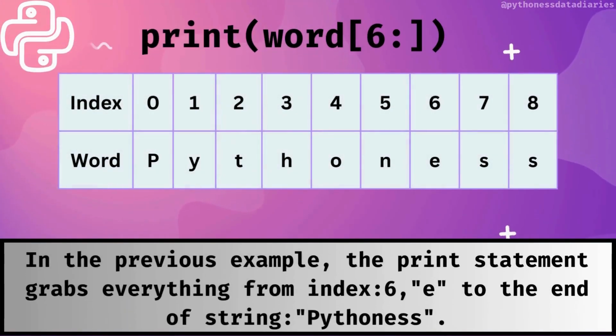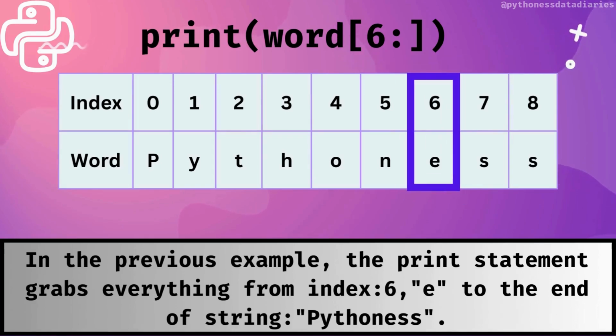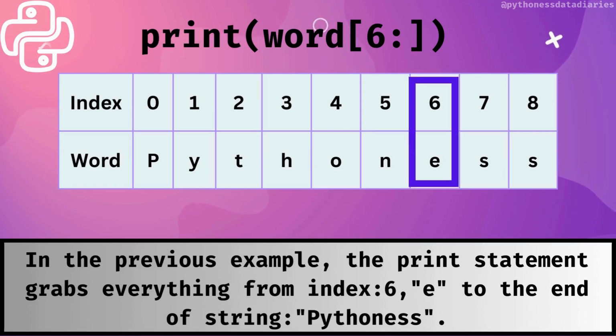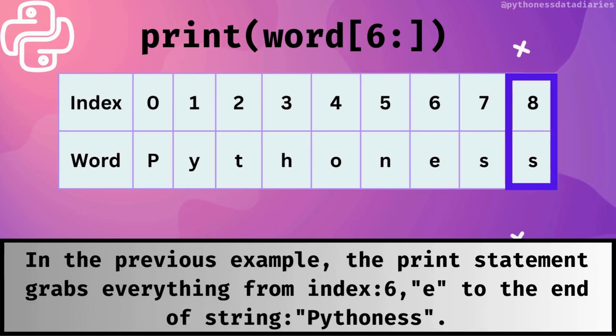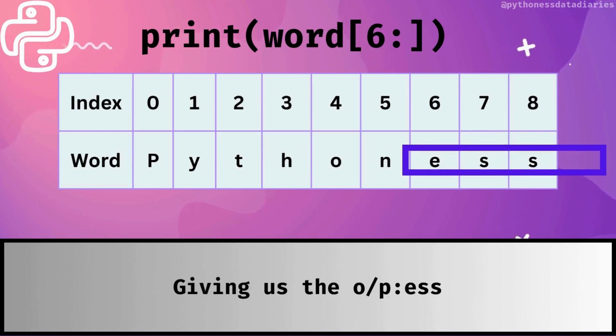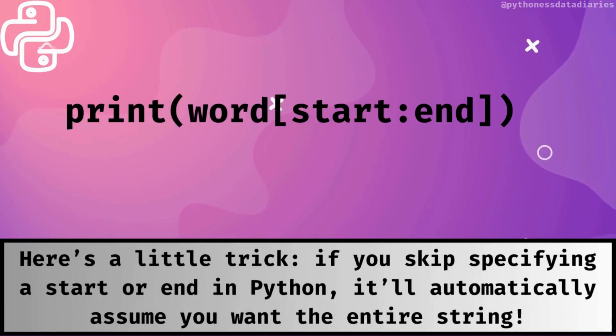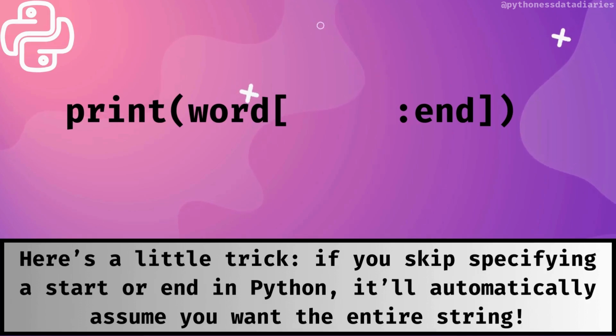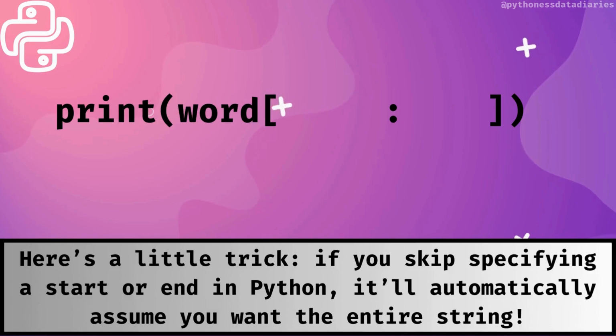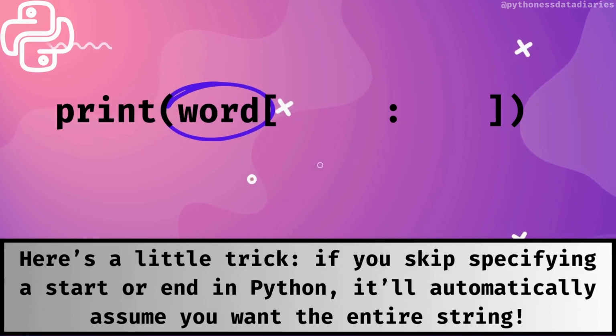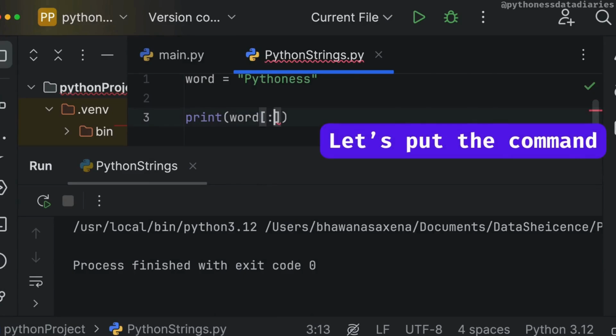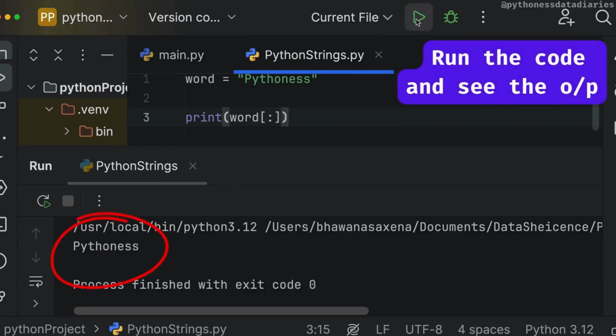In the previous example, the print statement grabs everything from index 6, letter E, to the end of the string, Pythonist, giving us the output as ESS. Here's a little trick. If you skip specifying a start or end in Python, it'll automatically assume you want the entire string. Let's put the command, run the code, and see the output.